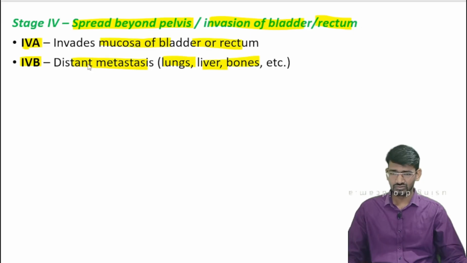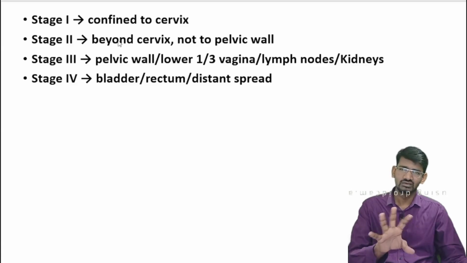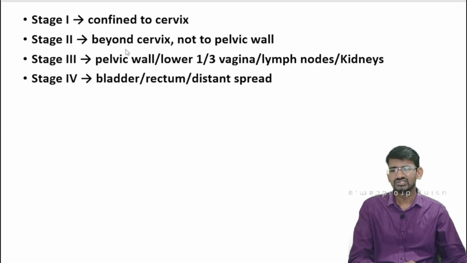So this is all about how we stage cancer of the cervix according to FIGO staging. This is very important. In general, if you summarize all this, stage 1 is confined to the cervix. In stage 2, it goes beyond the cervix but does not involve the pelvic wall, only the parametrium can be involved.